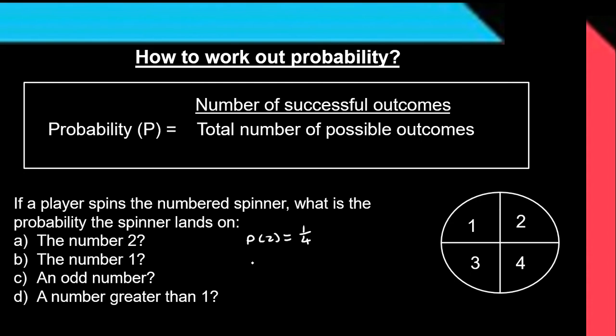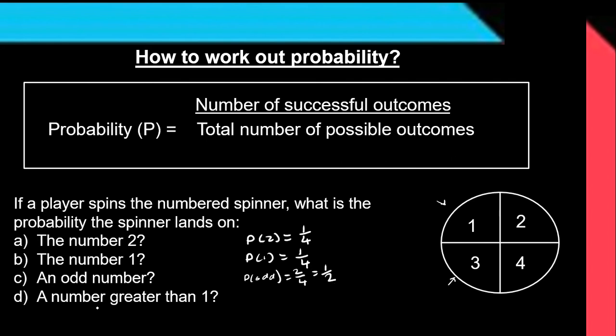Then B, what's the probability of getting a 1? Again, if you look on the spinner, we only see the 1 once, and there are 4 outcomes in total. So we say 1 over 4. The second one says an odd number. If we look on the spinner, we can see the odd numbers: we have 1 and we have 3. So there are 2 possible numbers that we can get. So the probability of an odd number this time is 2 outcomes out of 4, which we can simplify to a half. So it's an even chance, 50%, 0.5.